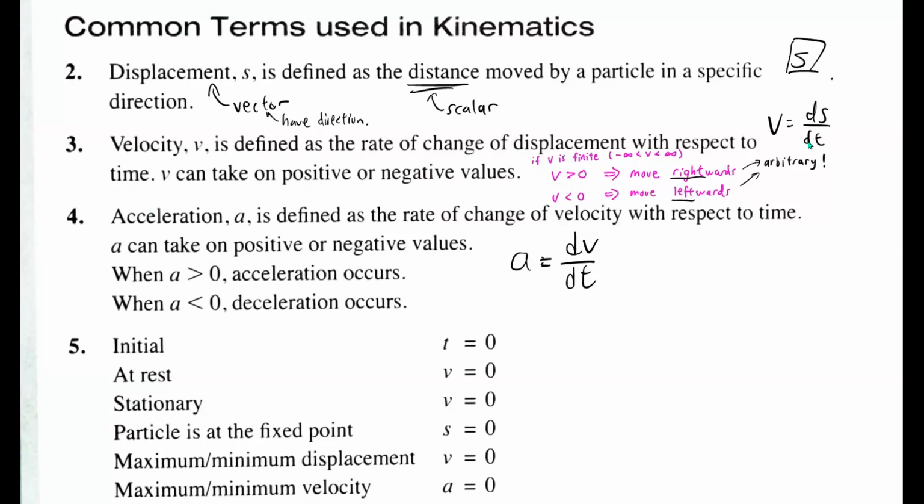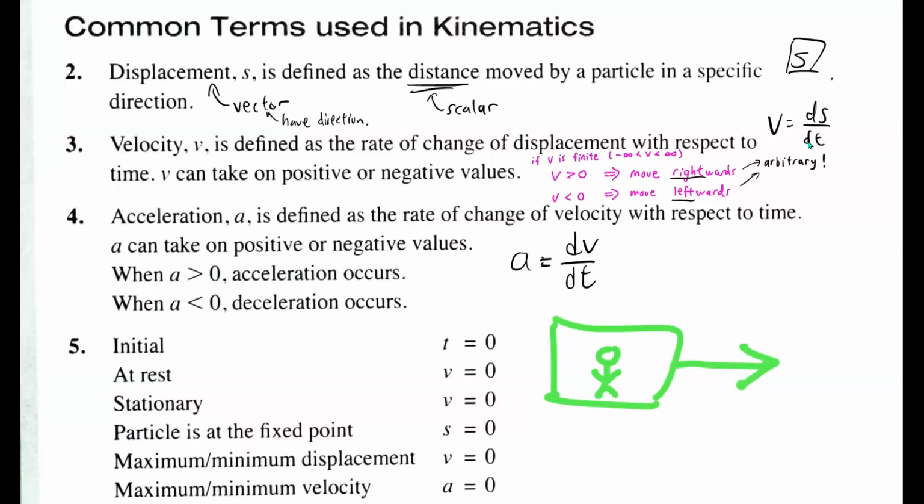Okay, so here when they say a is more than 0, acceleration occurs. When a is less than 0, deceleration occurs. Can you see my highlighting? Okay, so what does it mean when you accelerate? Just imagine you're on the MRT. It stopped at one station already, and then it decides to move off, to move in this direction.